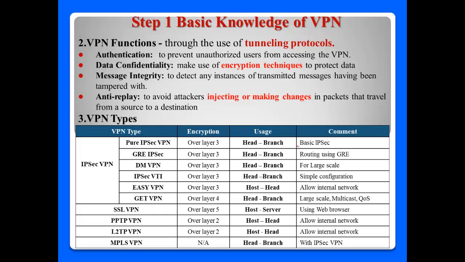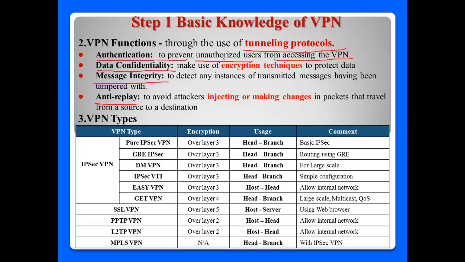Number 2, VPN functions. Normally VPN supports tunneling protocols. Using this kind of tunneling protocol, VPN can support authentication, data confidentiality, message integrity, and anti-replay. Authentication means to prevent unauthorized users from accessing the VPN. Without any authentication, other users cannot access the VPN.